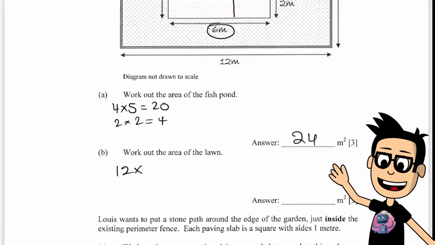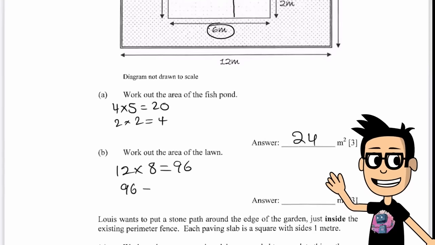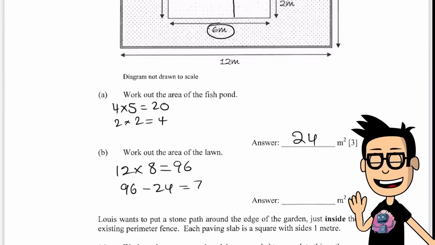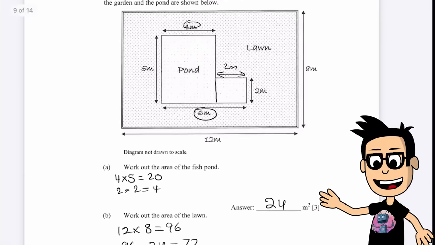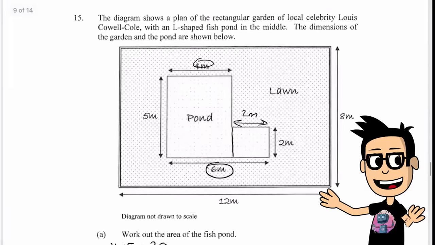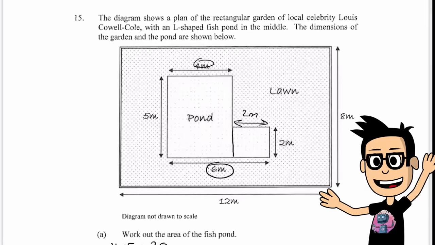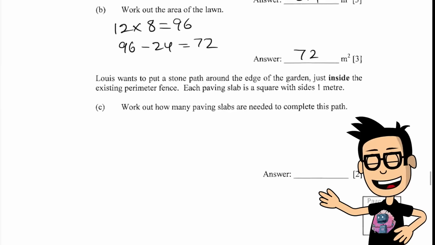So we'll have 12 times 8, which is 96. We'll then have 96 minus 24, which gives us 72, and that's our answer. So again, feel free to pause the video and attempt this question. Don't forget to break down the question into smaller, simpler parts to solve it. With that being said, let's now move over to part C.